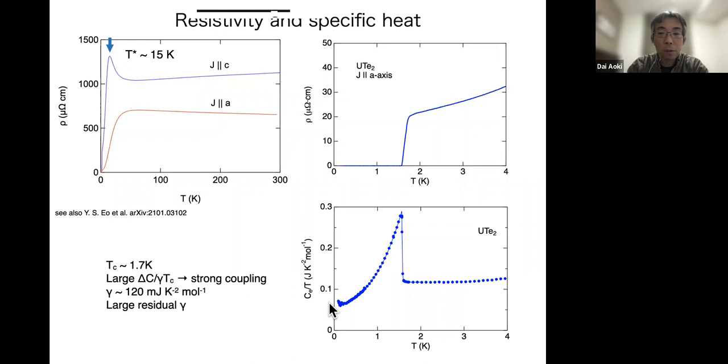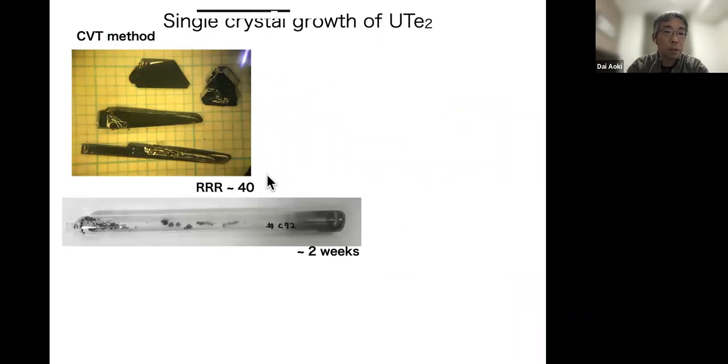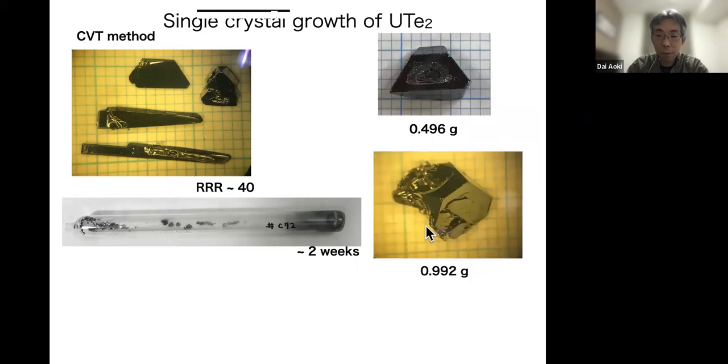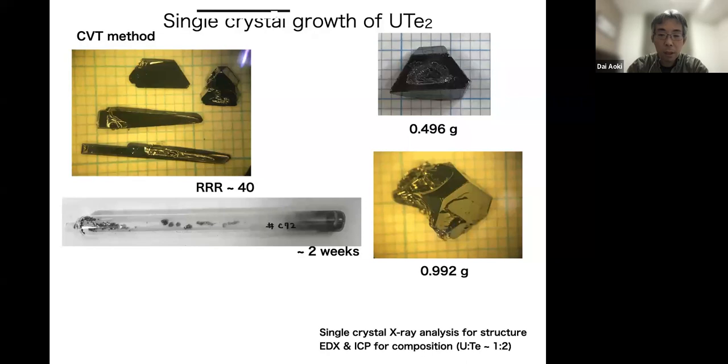Of course, to study these materials, high quality single crystals are quite important. We are growing many single crystals using the chemical vapor transport method. These are the crystals. To get these materials, we use this kind of quartz ampoule, and it takes about two weeks or 10 days. Nowadays we obtain 0.5 gram, or up to about 1 gram, of single crystal. We also checked by single crystal X-ray analysis, and the crystal structure is okay, and the composition is 1 to 2.